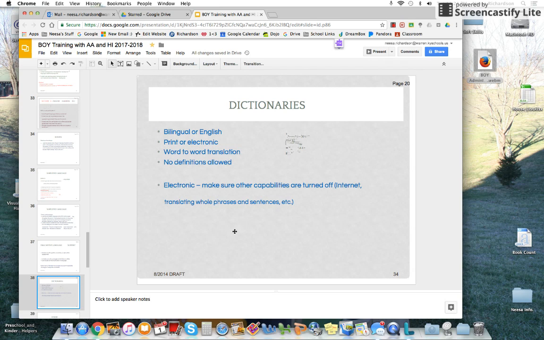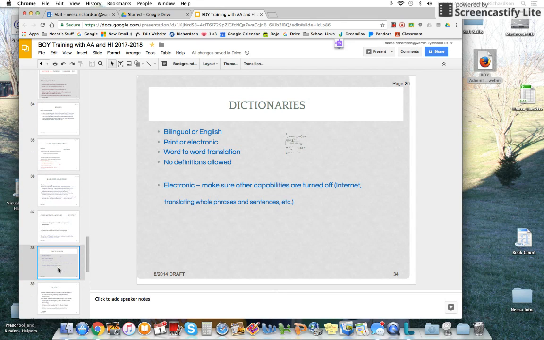Dictionaries for ESL students, we have used Bilingual English. We do not really use the electronic anymore because it cannot have internet capabilities, and most of the electronic ones do. So we have not been using those. We're not allowed to define the words. So basically, it's almost like a thesaurus and not really like a dictionary.